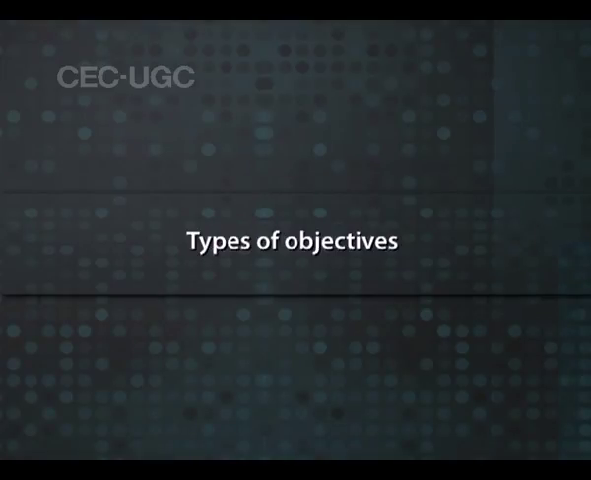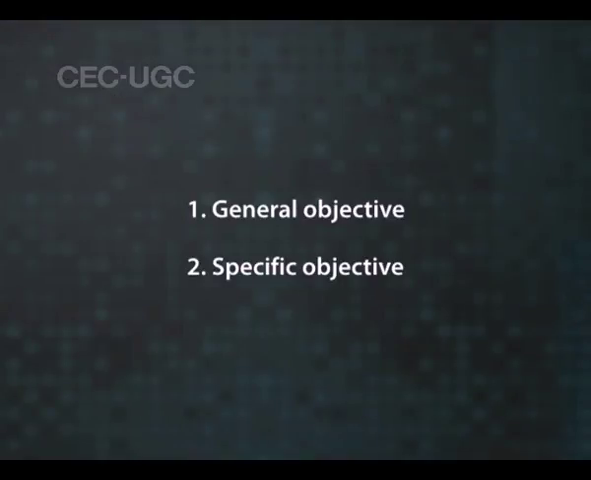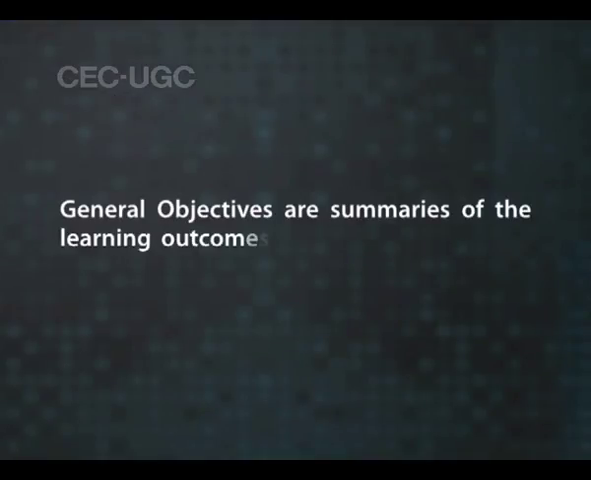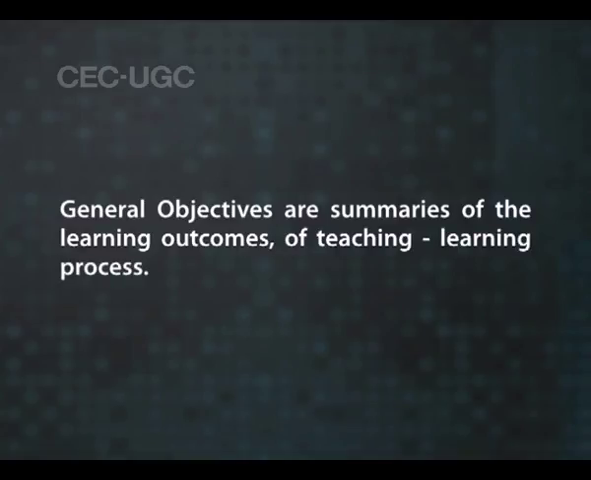Types of objectives. There are two types of objectives, general objective and specific objective. General objectives are very general statements which describe in implicit terms the overall aims of the total educational process. General objectives are summaries of the learning outcomes of the teaching-learning process. General objectives express the generalized behavior expected of the student as a result of schooling and instruction.